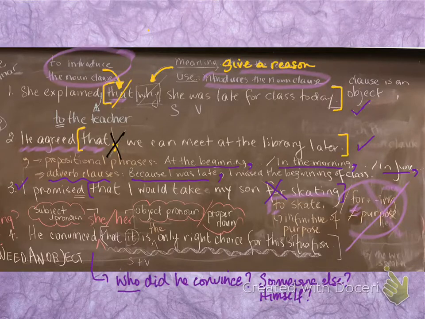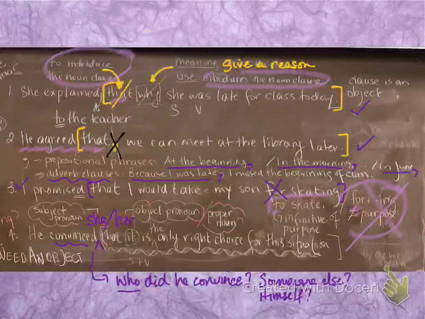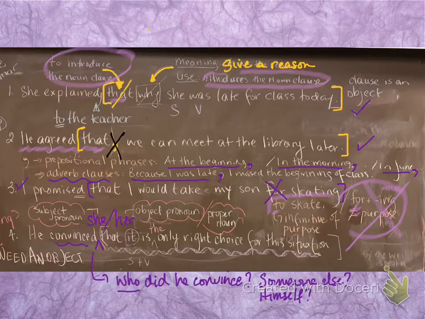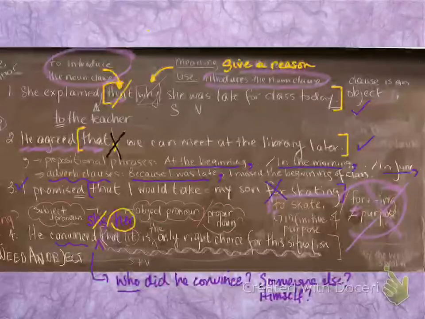And so we added in here, he convinced, well, there were two choices that the class gave. One student said we can introduce she, and somebody else said he convinced her. We then decided, which one are we going to use, she or her? If you said her, you are correct.